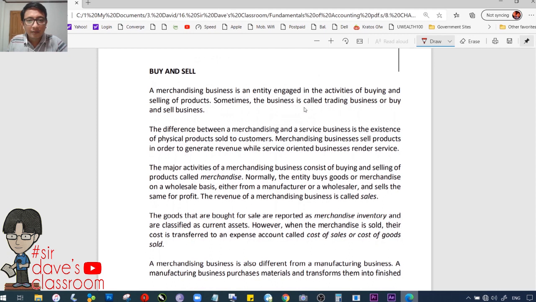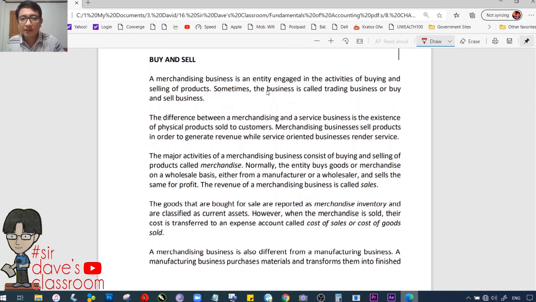Buy and sell. A merchandising business is an entity engaged in the activities of buying and selling of products. Sometimes the business is called trading business or simply buy and sell business. The difference between a merchandising and a service entity is the existence of physical products sold to customers. Correct. Merchandising businesses sell products in order to generate revenue, while service-oriented businesses render service. So we have already given examples regarding service entities like massage parlors, janitorial services, catering services, and the like.